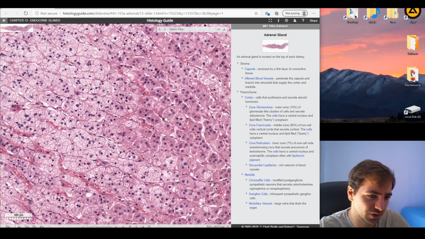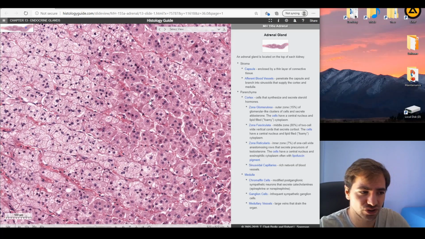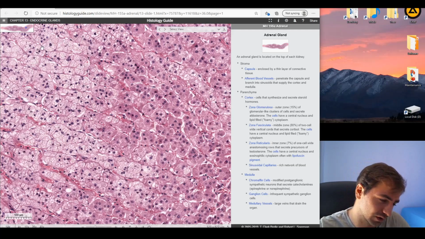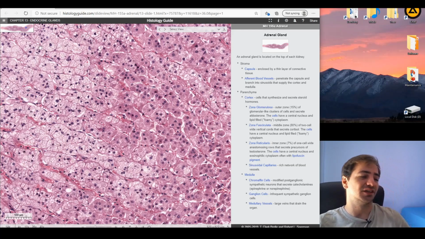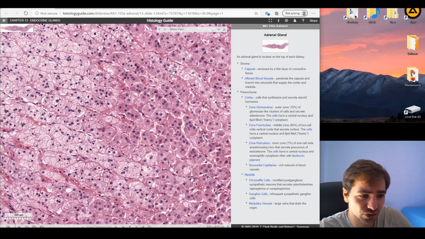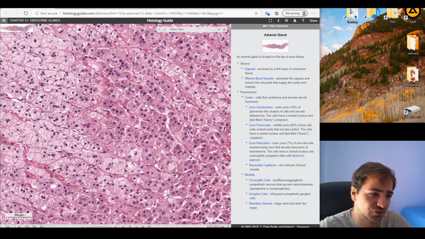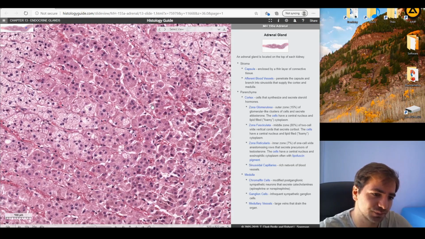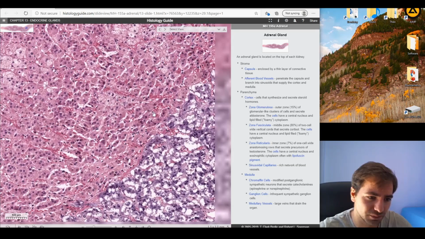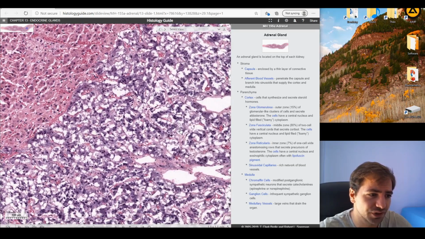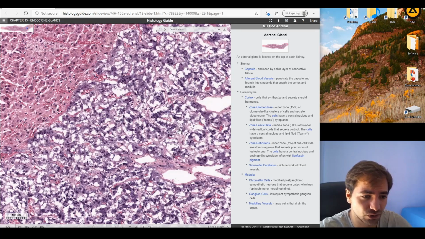Keeping on, we start seeing the very easy distinction from the fasciculata to the reticularis. Again, this is an easy distinction based mostly on the intensity and vividness of colors. Again, this is the area of production of the weak androgens. And by continuing, we start seeing the medulla. These are very easy distinctions. It's very easy histologically to distinguish the layers.